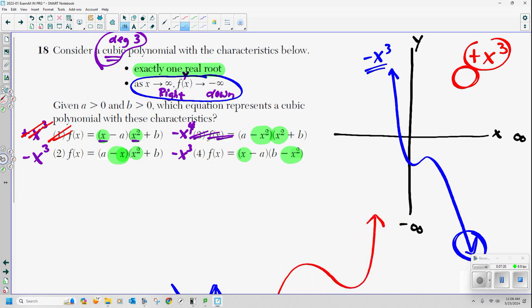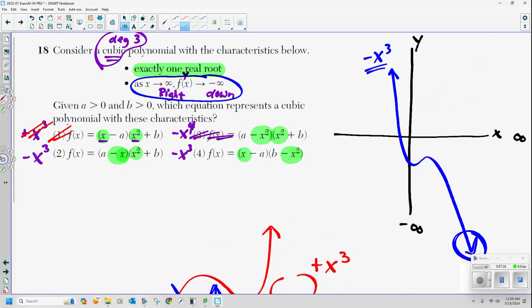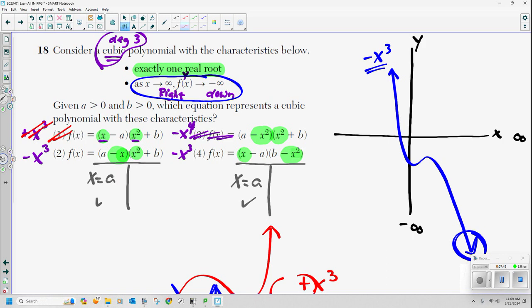So let me get this out of the way. So much that I got to move. So I've really got 2 choices. It's either 2 or 4. That's where my 1 real root comes into play. If I solve for this right here, and I solve for this right here, set this equal to 0, my x would equal a. That's 1 positive root. Here, my x would also equal a. That's 1 positive root.